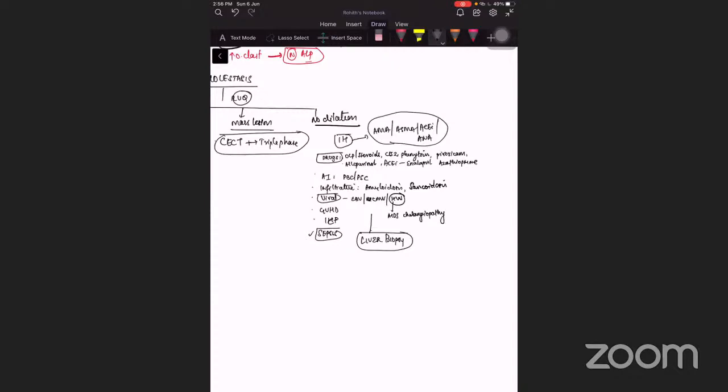So any doubts until this? I'll talk about some parts in the bilirubin handling later. So any doubts until here, or do you want me to repeat some particular topic?